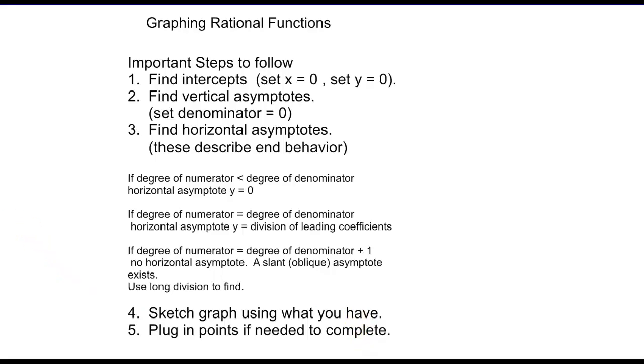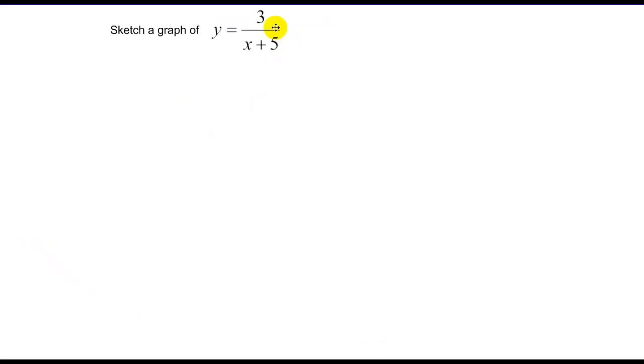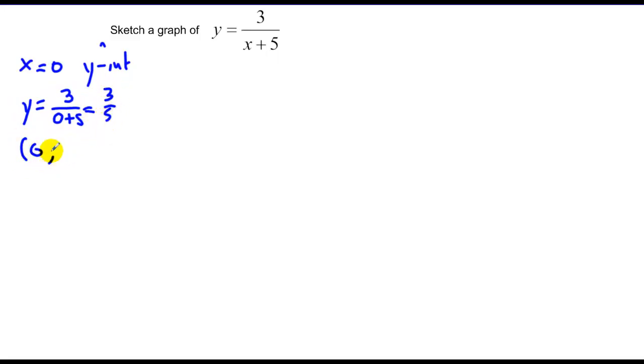And let's do some examples. So in this example, we have a constant on top. We have a binomial on the bottom. I'm going to first start by finding my intercepts. So we set x equal to 0. Find my y-intercept. In doing so, I get y equals 3 over 0 plus 5, or 3/5. So 0 and 3/5 is a point on the graph.